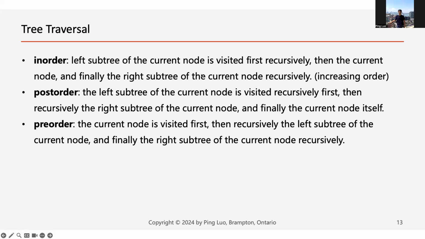So once we have a tree, we need to traverse this tree, like access every node in this tree. So there are three types of traverse: in order, post order, pre-order. Basically, it just determines how you visit all these nodes. So in order first visits the left subtree of the current node, and then the current node, and then the right subtree of the current node.